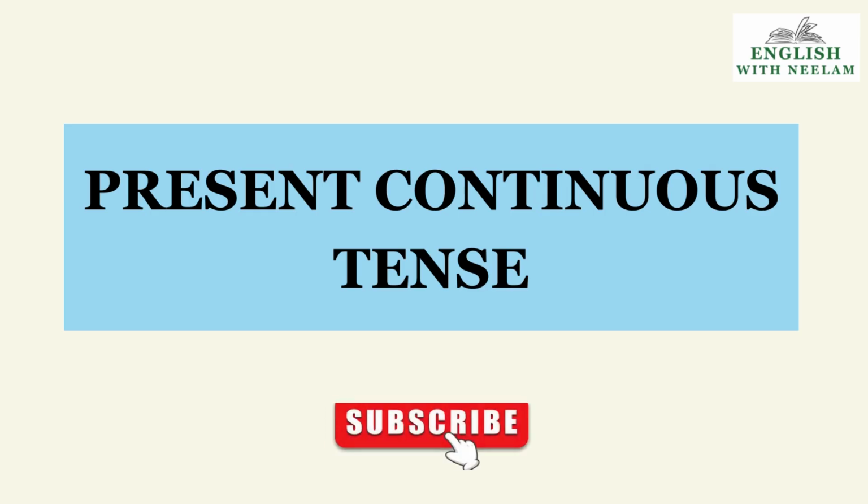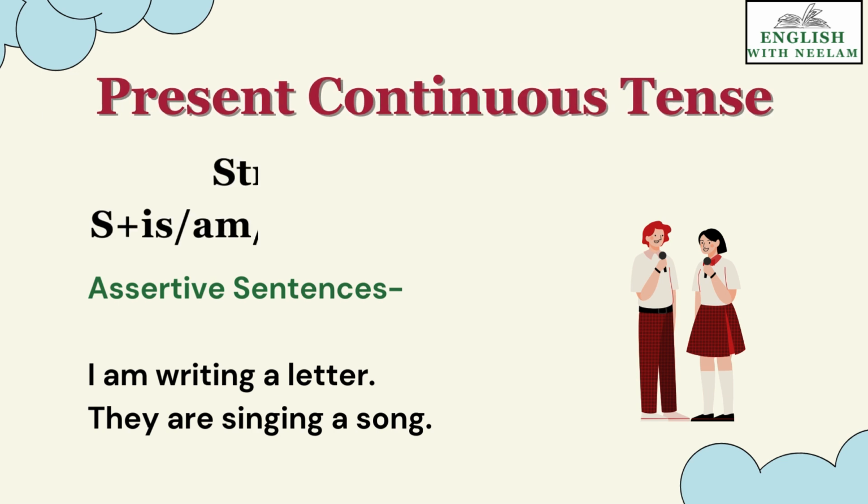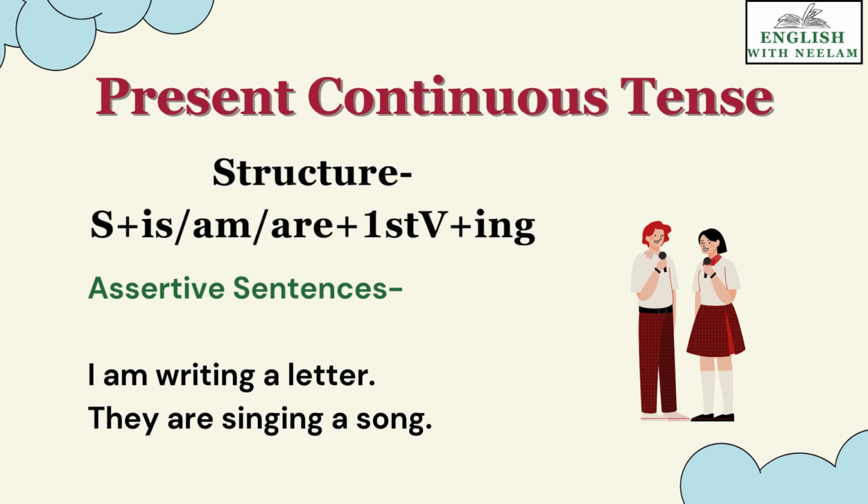Now we come to present continuous tense. Let us see the structure first. Subject plus is/am/are plus first form of verb and ing. How do we write assertive sentences when we use present continuous tense? I am writing a letter. They are singing a song. Is/am/are we will use as per the subject.